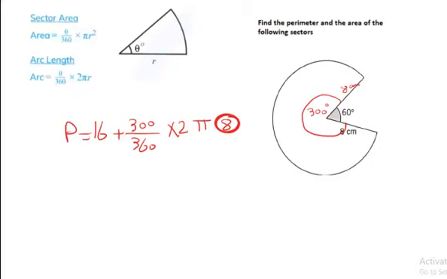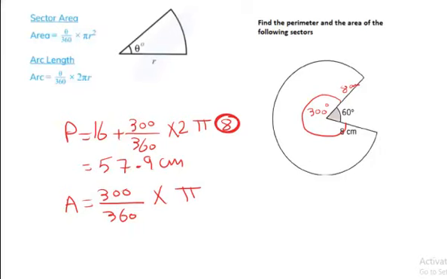Our answer here will be 57.9 centimeters. To find its area, the fraction is the same here, 300 over 360, multiplied by pi r squared, so multiply by 8 to the power of 2, and our answer here will be about 168 centimeters squared if you round it to 3 significant figures.